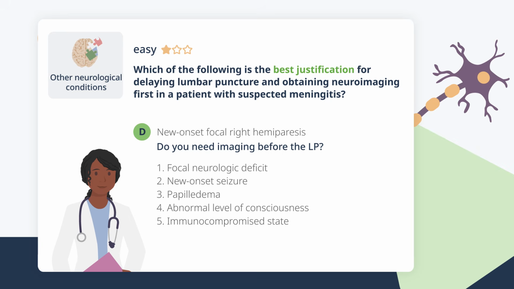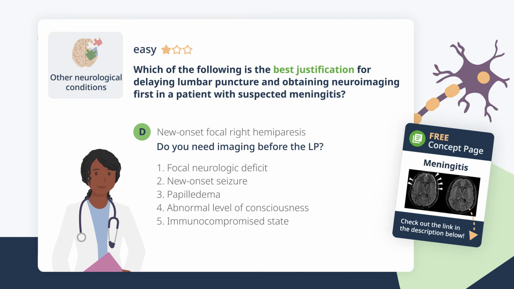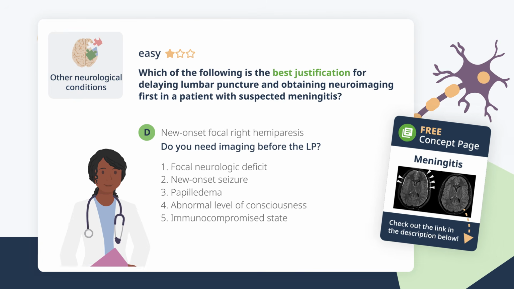So it's harder for us to trust our history and exam in patients who are immunocompromised, and we need imaging to show that there's not a pressure differential, that there's not a risk of herniation with a spinal tap, and we get imaging before spinal tap in those patients.